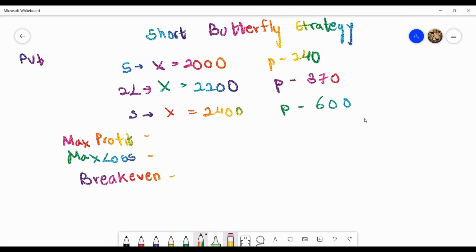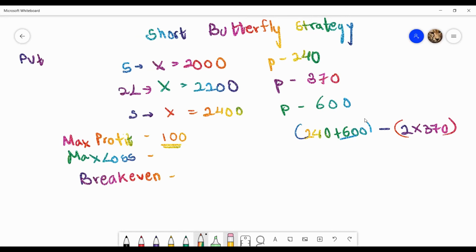Just like we calculated maximum loss in our long butterfly strategy, we'll calculate maximum profit in a short butterfly strategy. And what is that? This is the premium that you're going to receive because you are in a short position. The last also is a premium you're going to receive. So you're going to have 240 plus 600, and you're going to lose out on two premiums at the long position. So that is why it is minus 2 into 370. Whatever you get is directly your maximum profit, which amounts to 100.